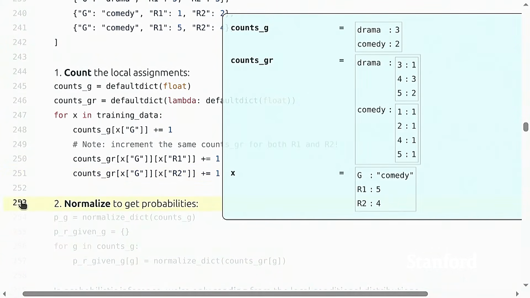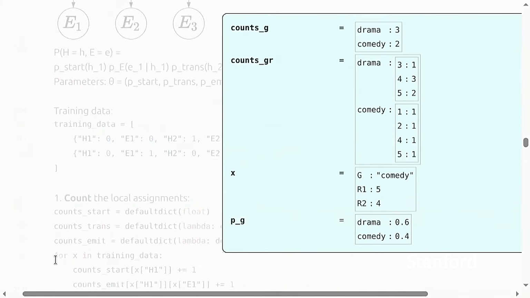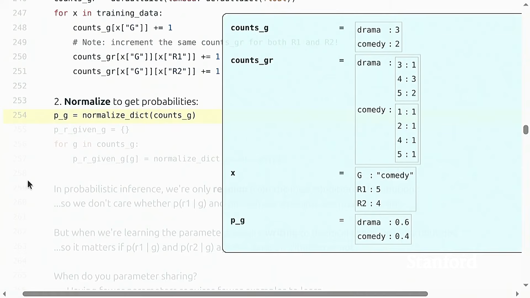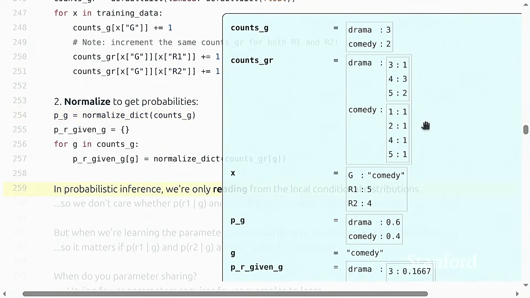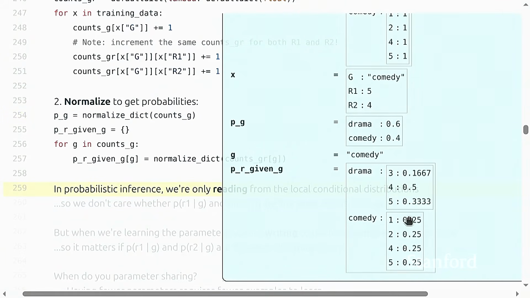Okay, so we estimated these counts, and then we normalize, and normalization is just taking these counts and dividing by the total. So now, instead of having 5 distributions, we have 3: one for G, one for R given G equals drama, and R given G equals comedy.